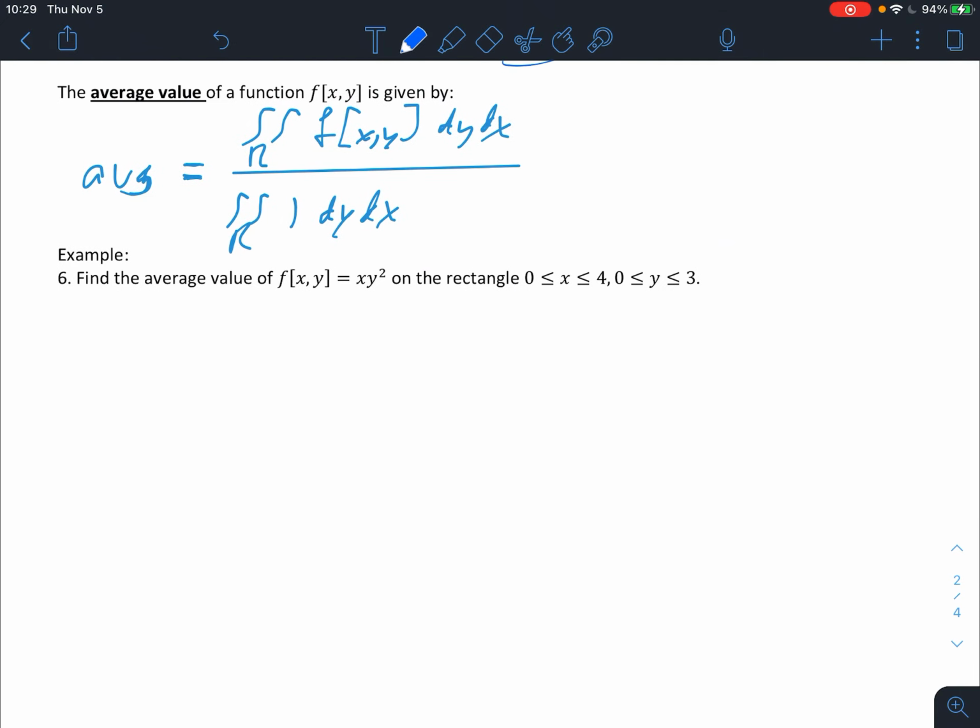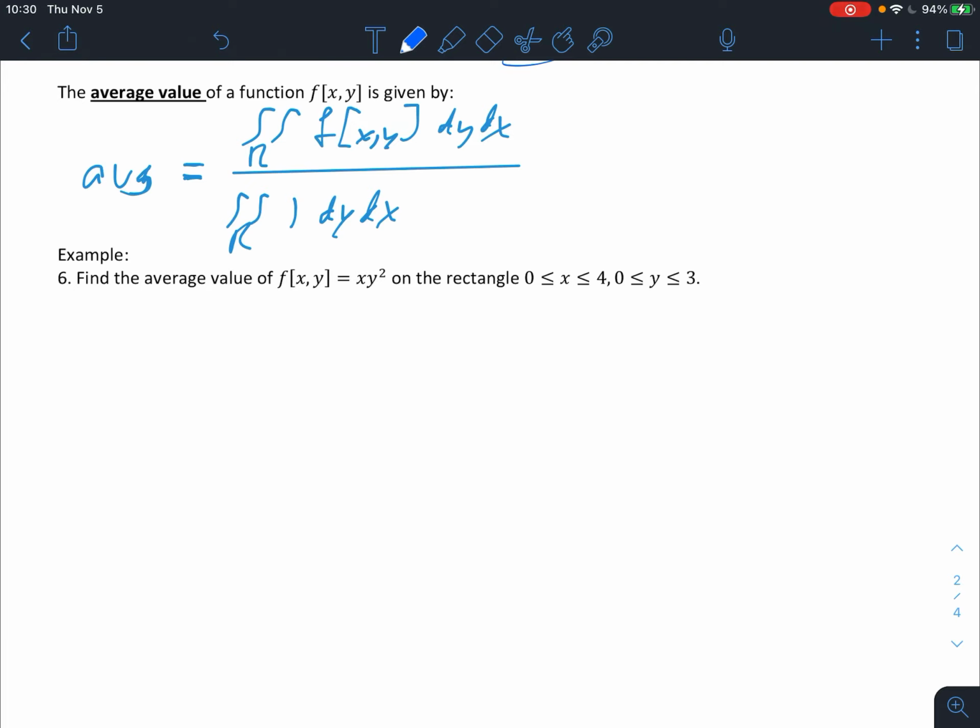So next thing is the average value of a function. You have an average value formula in 2D that you learned last year. Now we're talking about an average value of a function f of x, y, so 3 dimensions. Okay, there's your formula for it. You take the double integral over the region of the function and divide it by the double integral over the region of 1.